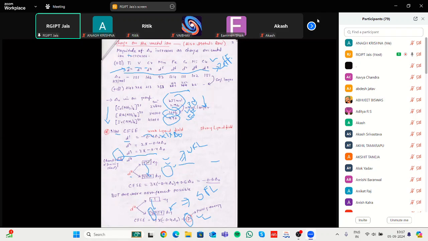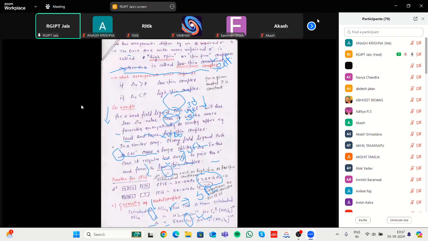In this case, minus 0.4 into 3 electrons in this one and 0.6 into 1 into del O. The total energy calculated is minus 0.6 del O. In this case, 4 into minus 0.4 plus pairing energy, that is minus 1.6 del O plus 1 pairing energy. If the pairing energy is more, it means the ligand strength is stronger.